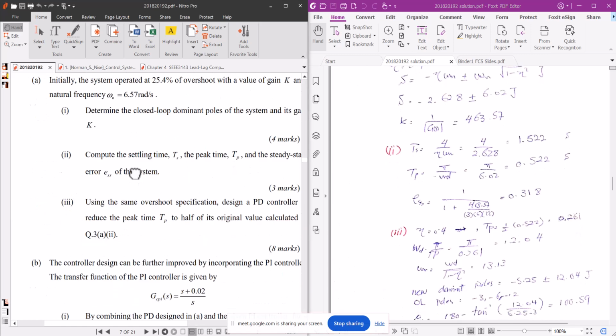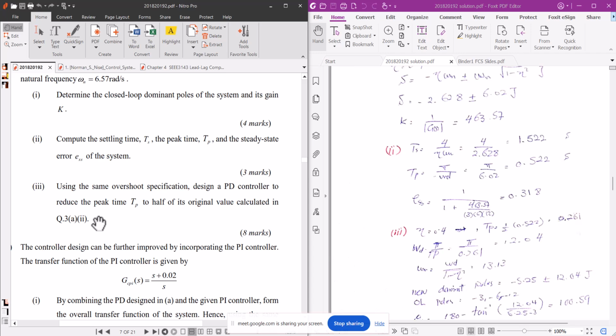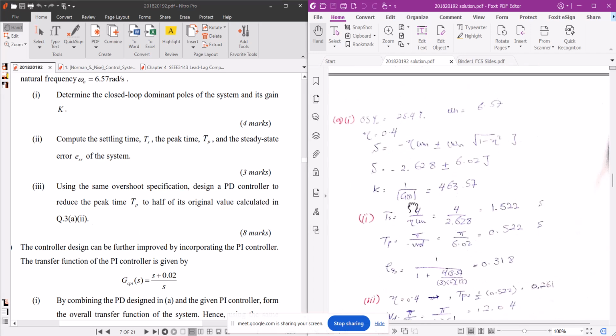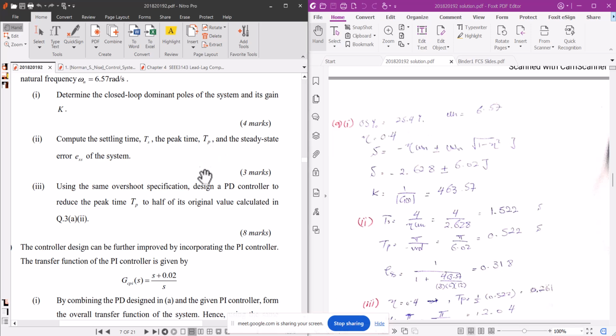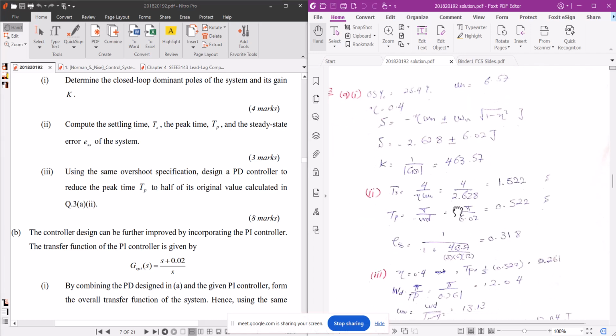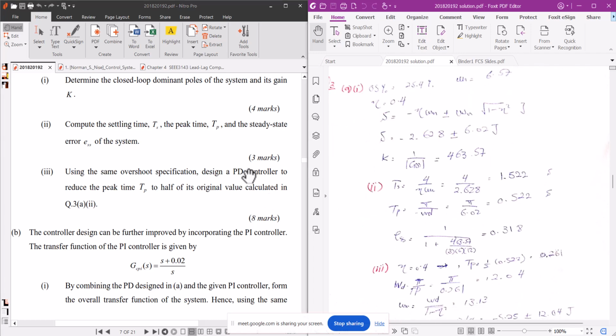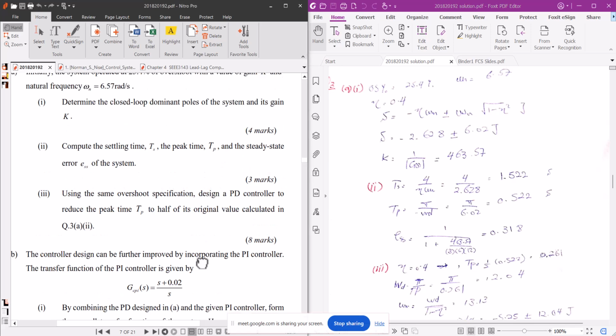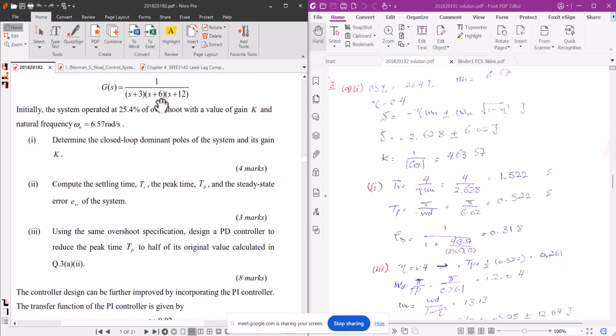Okay, the third part is using the same overshoot specification. Same overshoot means, what was the overshoot? It was 25.4%. Yes, same overshoot. Design a PD controller. We did earlier the same method: theta 1, theta 2, theta 3, 3 poles. So we have the 3 thetas, add them, then subtract 180, and then calculate your theta z, and then calculate your z. So your PD will be s plus z.